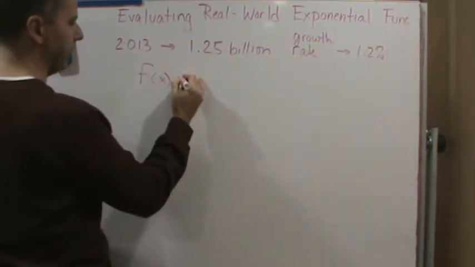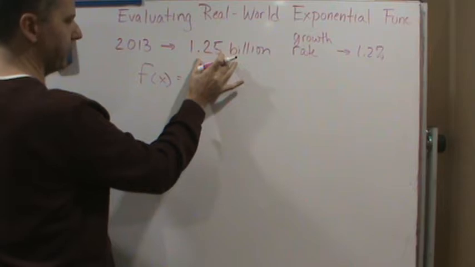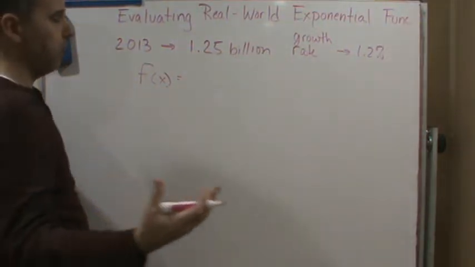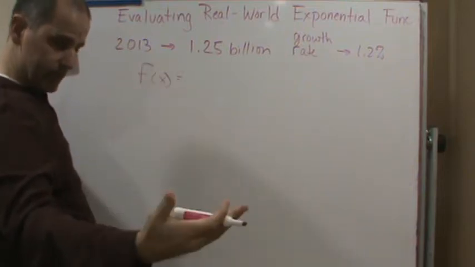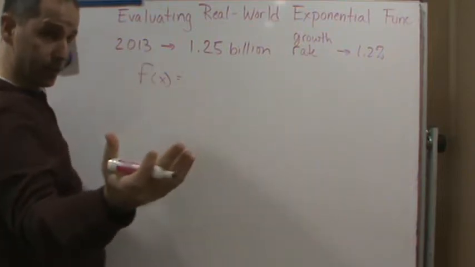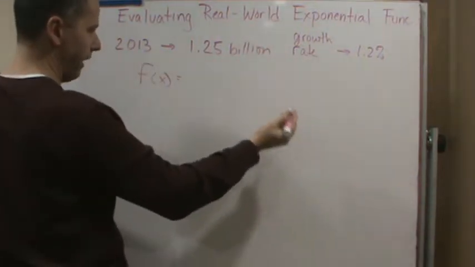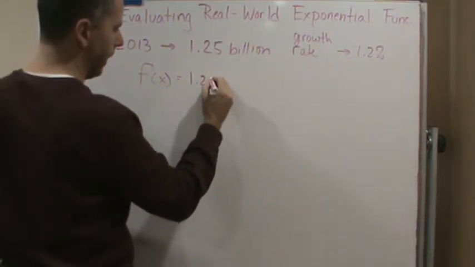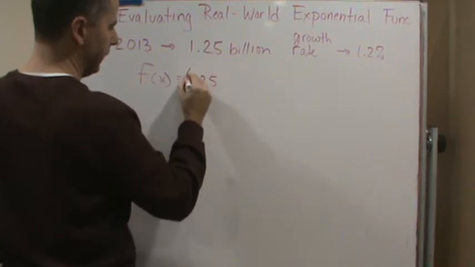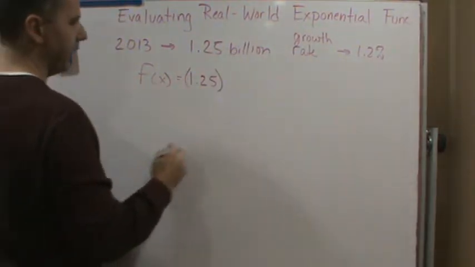So f of x would equal... let's say we want to model the growth of the population of India since 2000, starting with 2013. The initial value, or the initial population, would be 1.25. That's going to be our A. And then we have what?